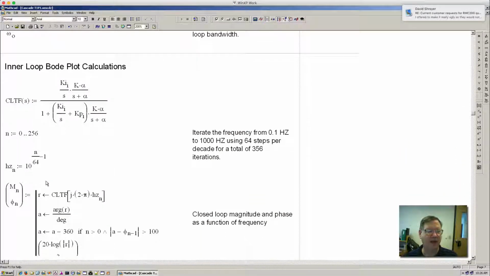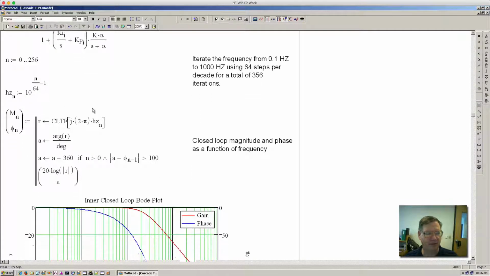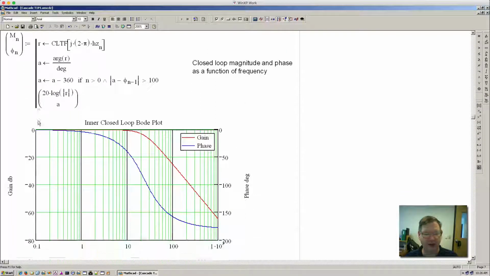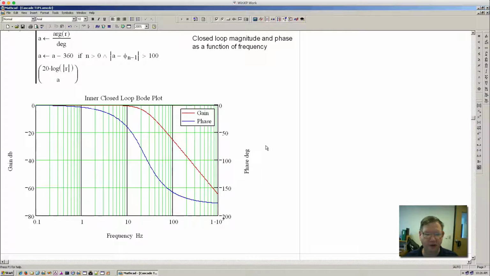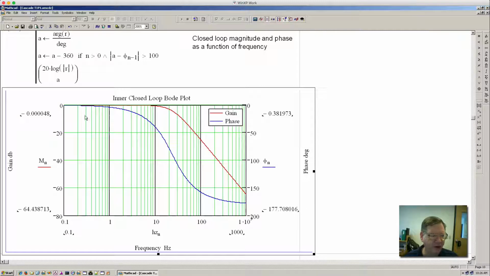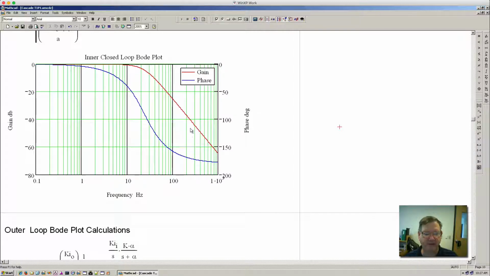So let's plot the Bode plots, and this is just the mathematics to do it. We can see that the inner loop is well behaved. It doesn't overshoot. In fact, if I click here, I can see the magnitude drops by this, this is dBs here, and this is the phase in degrees. So this is very well behaved.